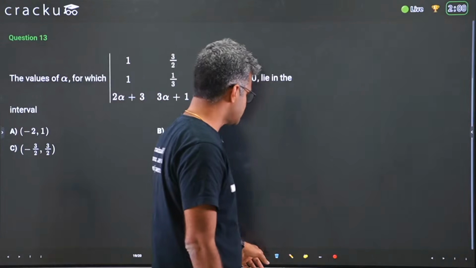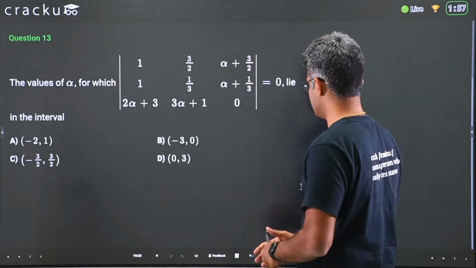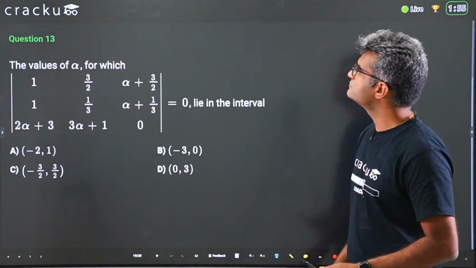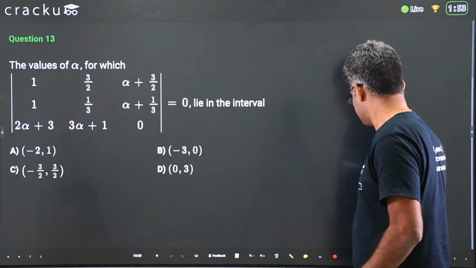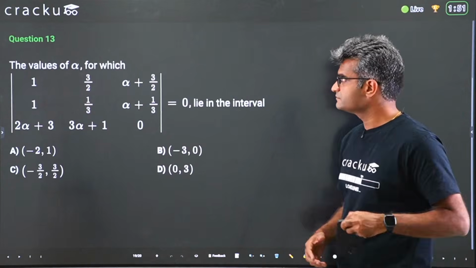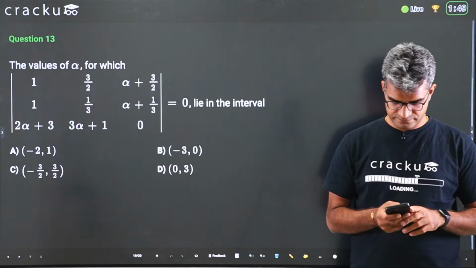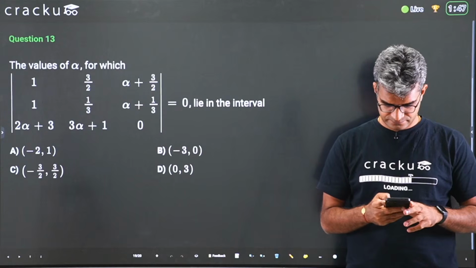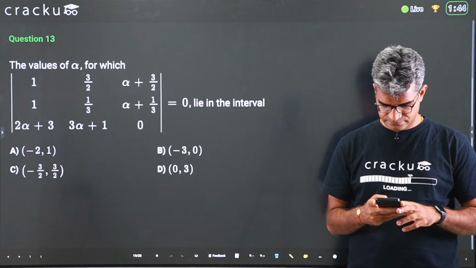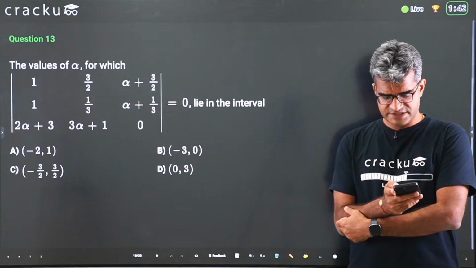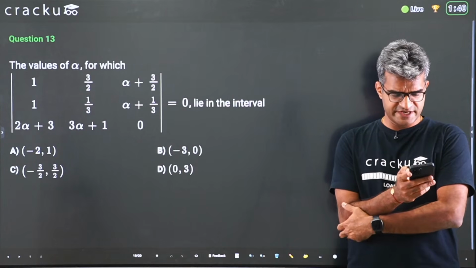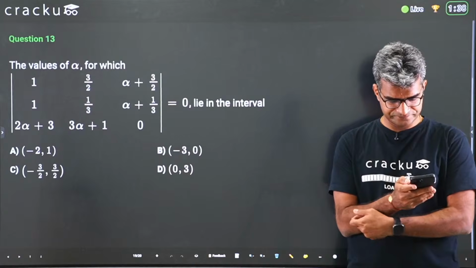Okay guys, now let us solve a couple of questions in determinants. Yes, Gamery and Hitesh Singh have given the answers. Good man.